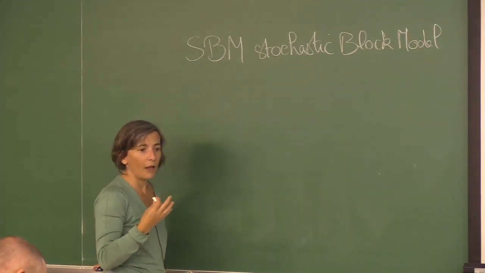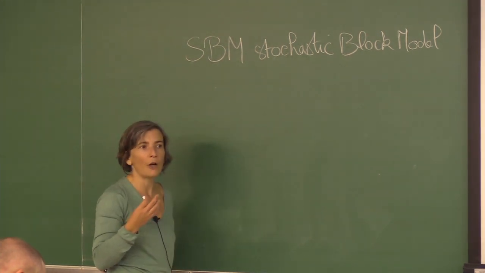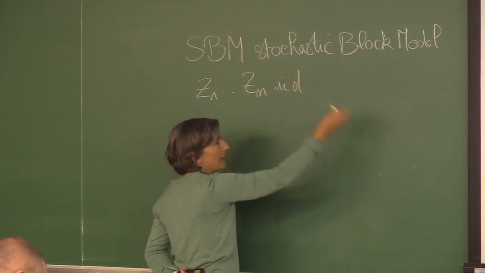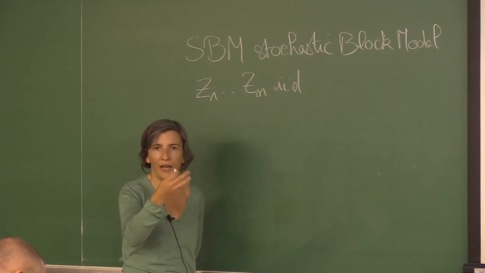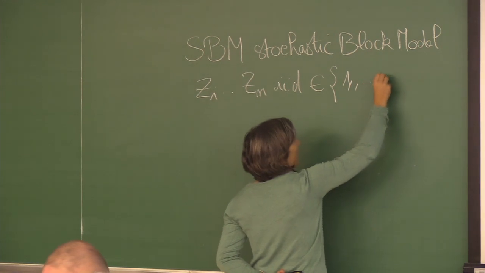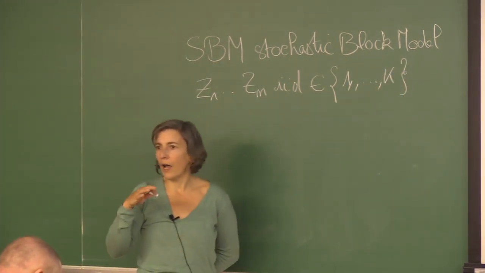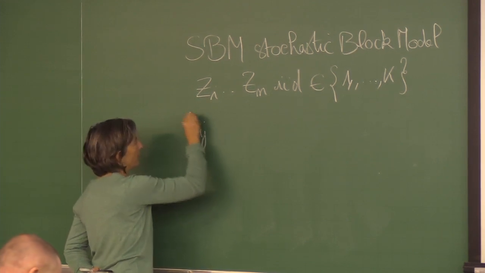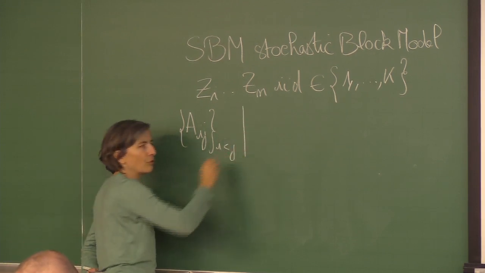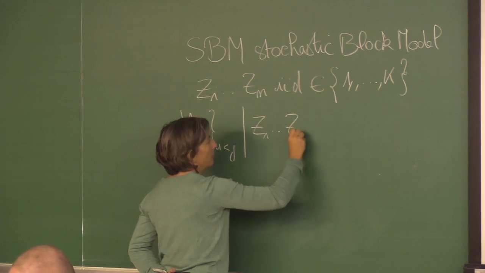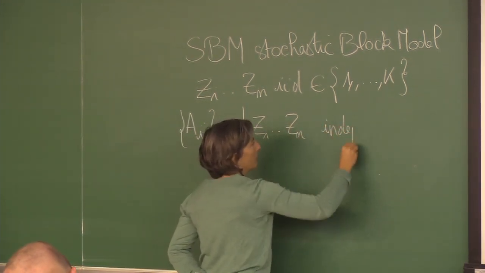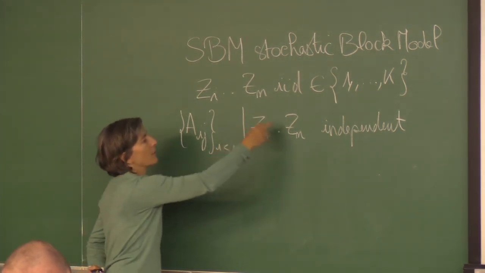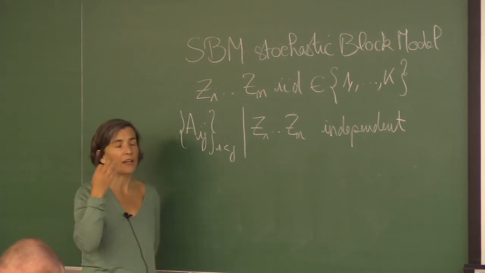Stochastic block model. Variables are no more continuous, they are discrete. So you consider Z1 to Zn, IID, exactly like in the latent space model, but they do not live in R square or in Rp. They live in some finite set, 1 to k. So there are k different groups, and then you assume that the Aij, conditional on the Zi, are independent. It's just a conditional independence, okay? It's not an independence. Because you don't know the Z, the resulting Aij are dependent.